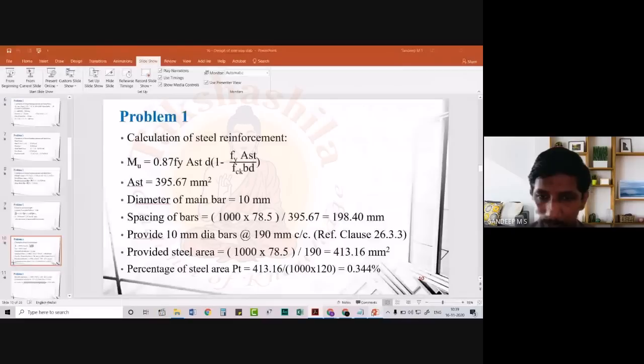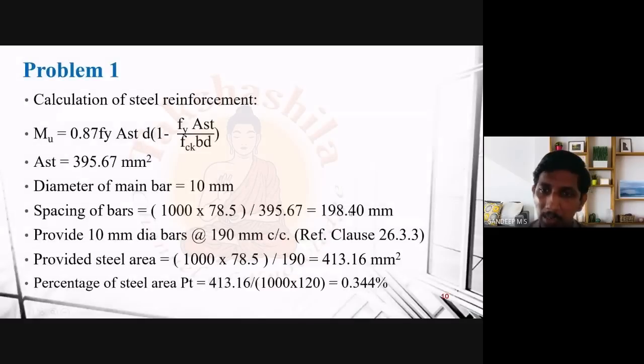Now we will come back to our PPT. I hope the clauses were clear to you. So once this is done, we will finalize and find out the total percentage of reinforcement that we have provided right now, because we have rounded the spacing down and increased the amount of reinforcement. So let's see what is the total amount of steel we have provided.